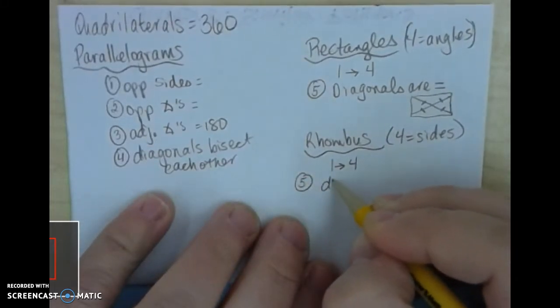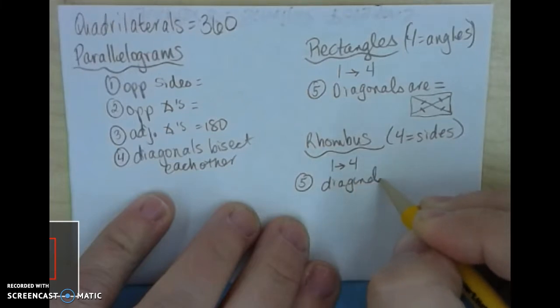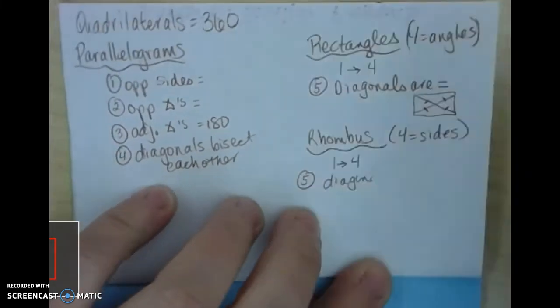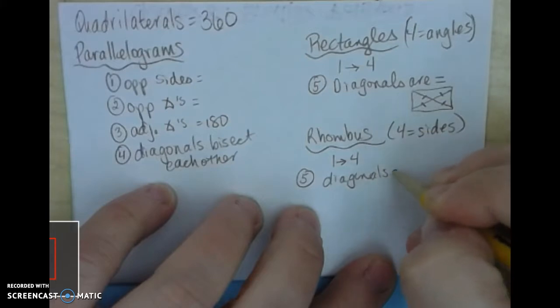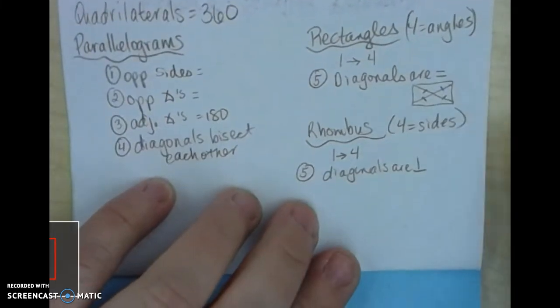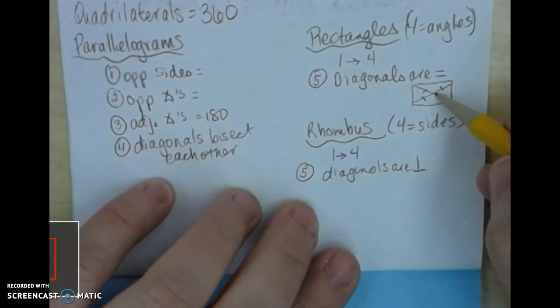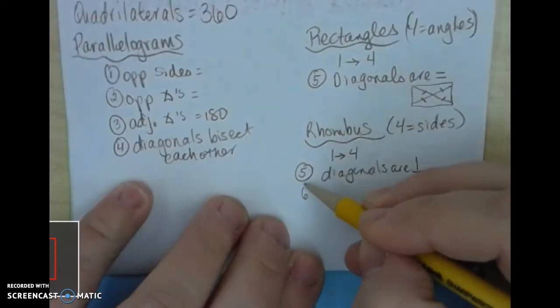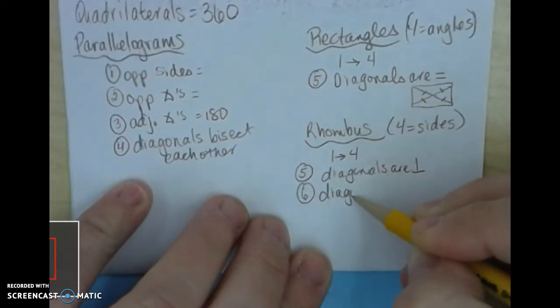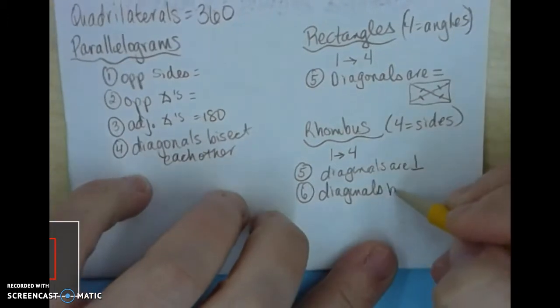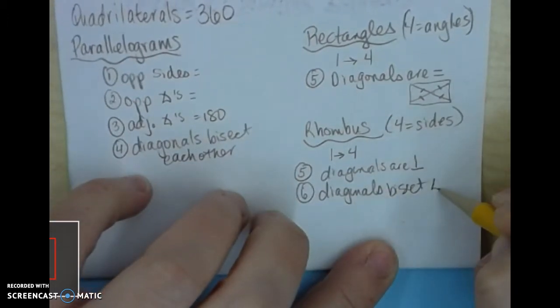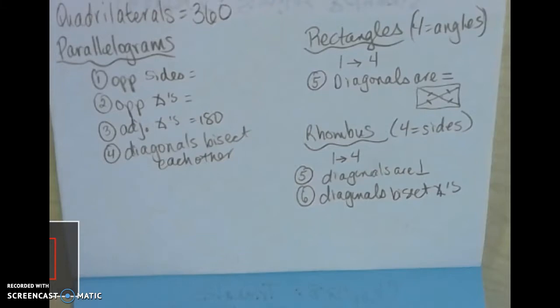Rule number 5 is that the diagonals, oh, I can't spell diagonals. The diagonals are perpendicular, so they make right angles in the center. Right here, that'd be a right angle if it was a rhombus. And then the diagonals bisect angles. So not only do they bisect each other, but the angles get cut in half too.